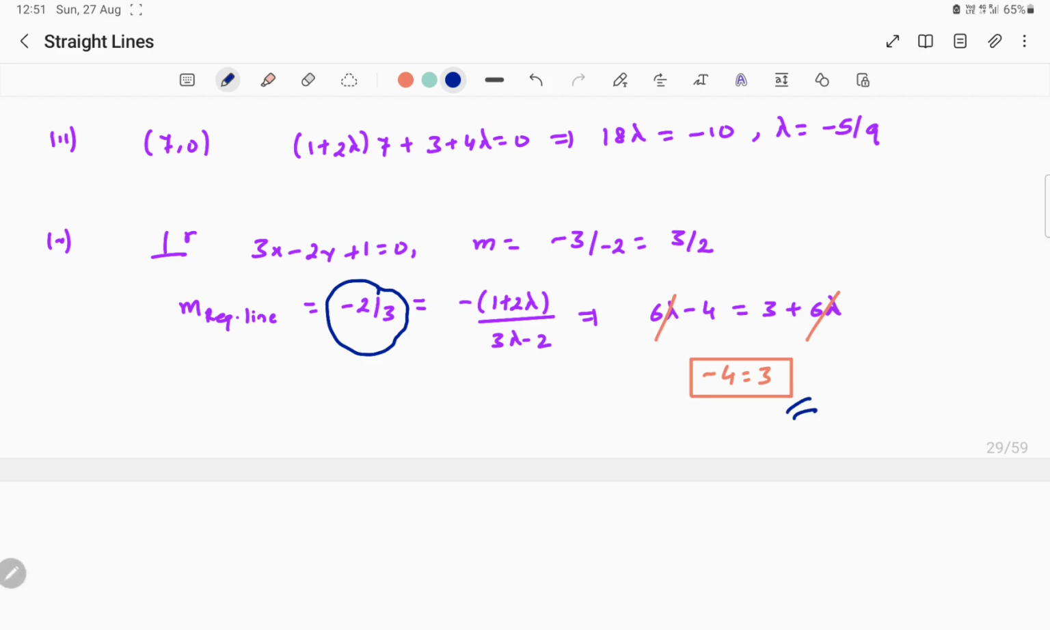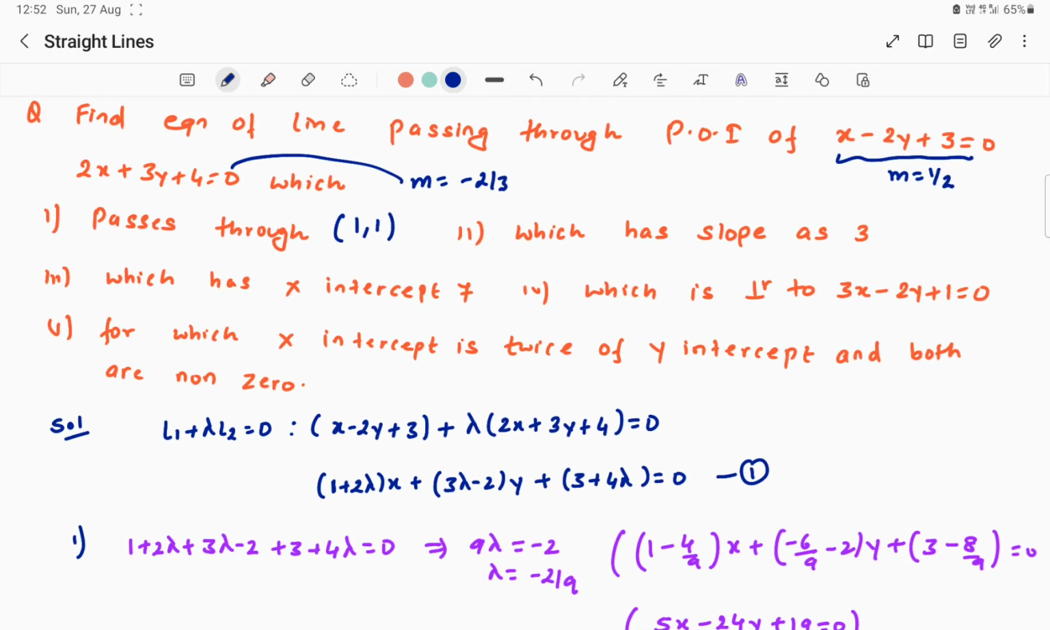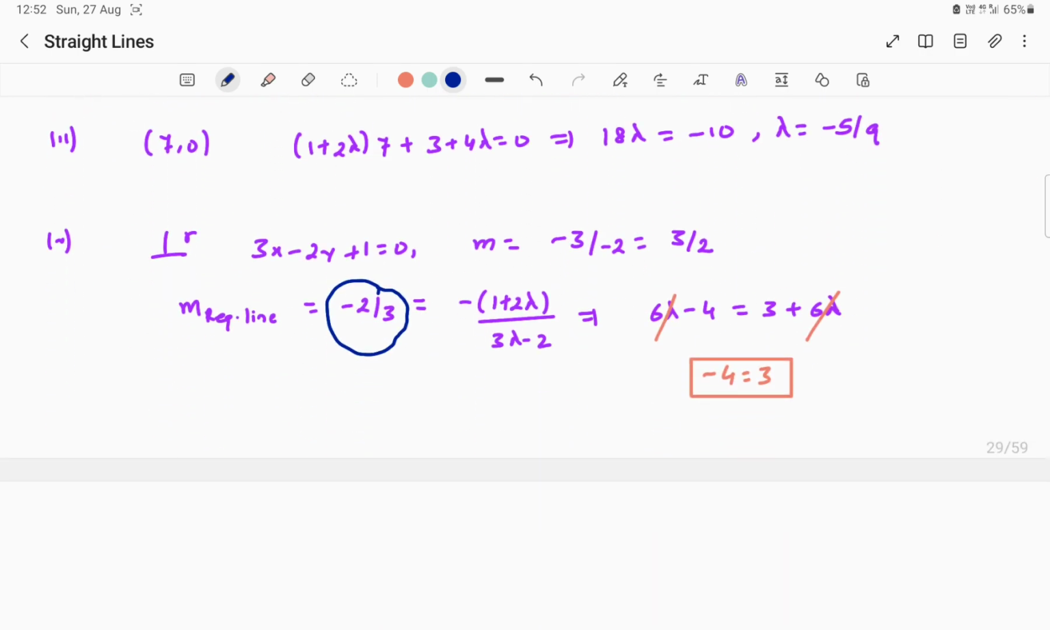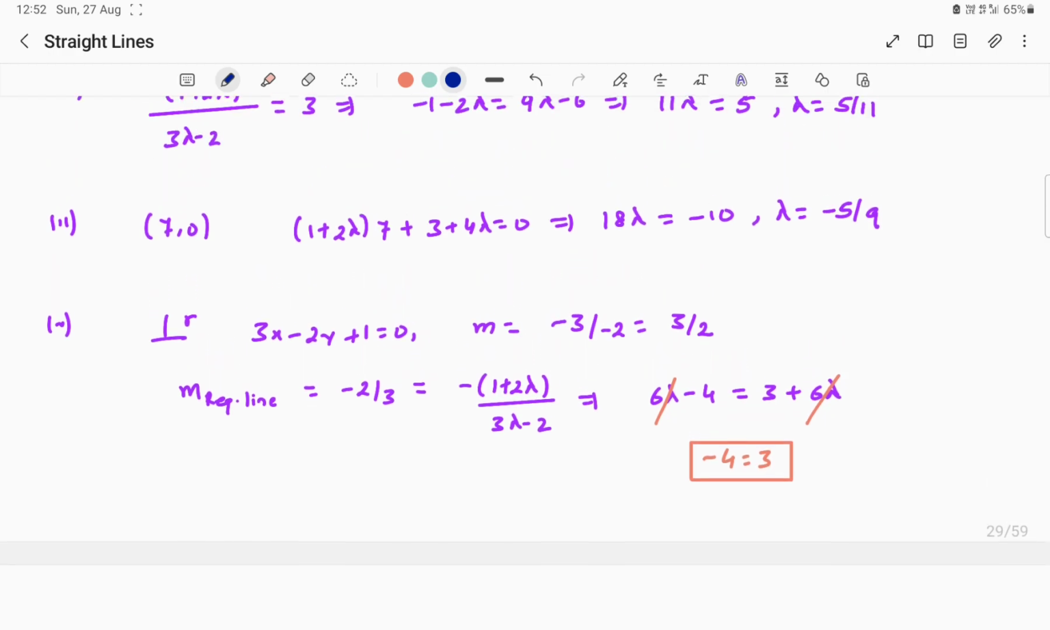Here you can see that the lambda part itself got cancelled, because the member of the family of lines which is going to be perpendicular to this given line x minus 2y plus 3 equal to 0 is actually your L2. So that's the reason that for all the previous questions you got a lambda value, but for this question you are not getting a lambda value. Are we clear? So whenever you get absurd situations like this, like you got 1 equal to 0 or minus 4 equal to 3, you should understand that most probably the answer is the second line equation. So go back to the question and analyze it.